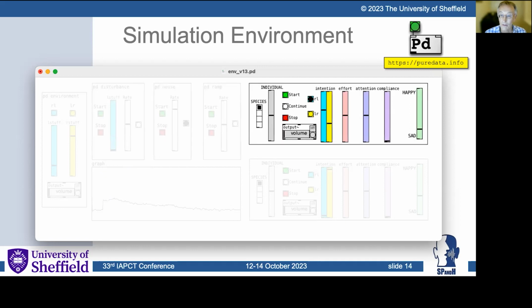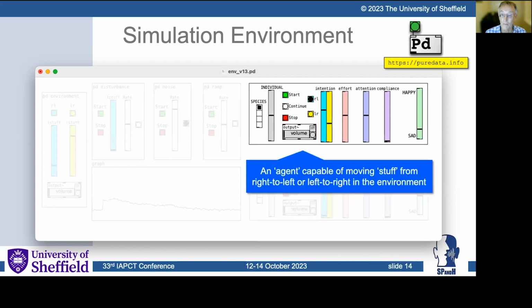Over here, we've got a couple of agents. So this is one agent, and it's capable of moving stuff from right to left or left to right in the environment. It looks a bit complicated, but there are various sliders there. You've got the intentions, which are matched in color with the environment, so that you know that's related.